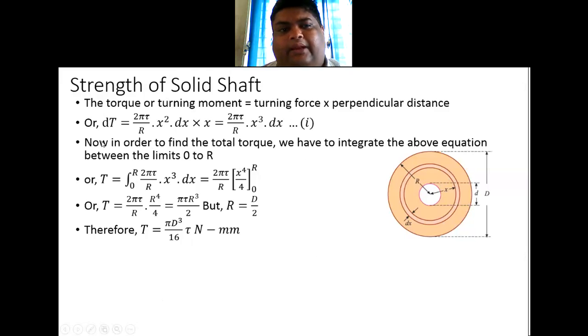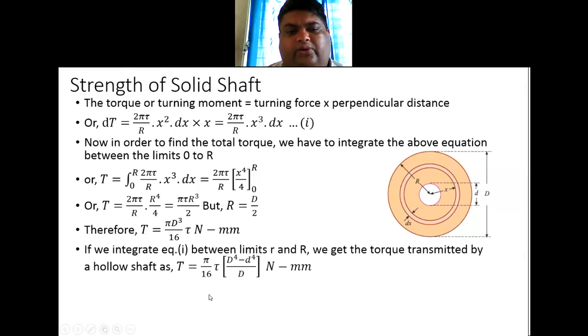So along the same lines, how we did here, what we have to do is consider an element at a distance of x and its thickness is dx, and you have to integrate between the limits small r, that is the inner radius, and capital R, right? So when we do that, you get the equation as T is equal to pi by 16 tau into d raised to 4 minus small d raised to 4 by d, right? So this is the expression for finding the torque transmitted by the hollow shaft.